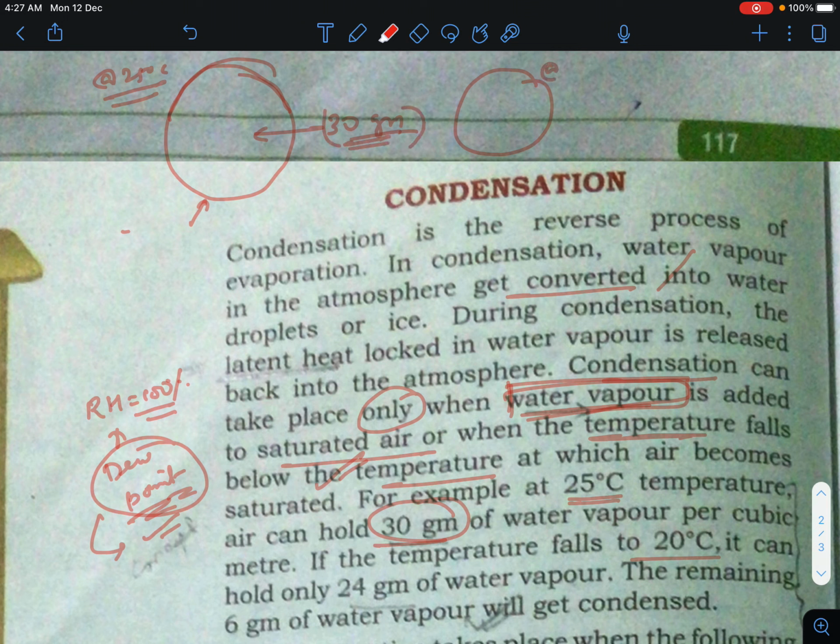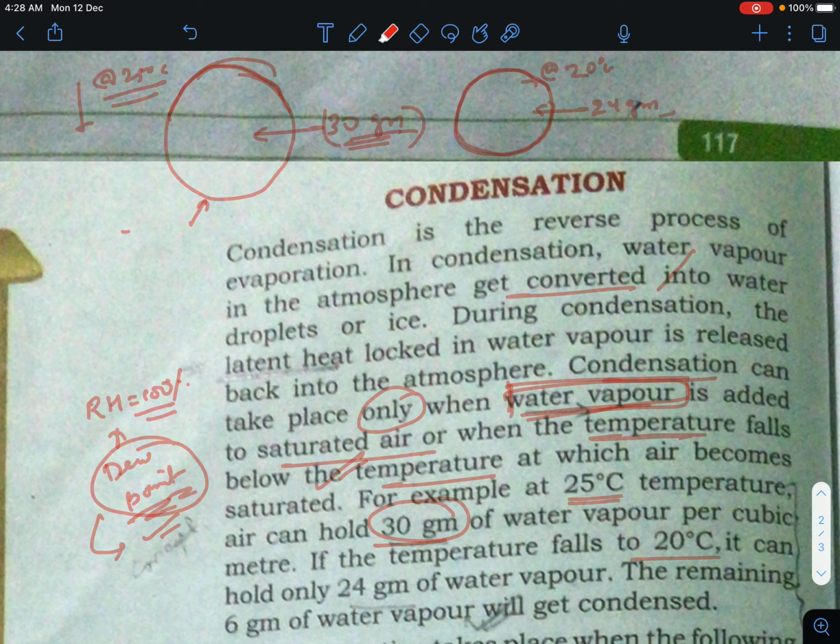Now we are going to decrease the temperature to 20 degrees Celsius. If we decrease the temperature, we are actually decreasing the intermolecular space, which means the density of air is going to increase. The intermolecular space between the molecules of air decreases, so the volume of air decreases. If the volume of air decreases, the air does not hold as much water vapor, and it will hold only 24 gram.